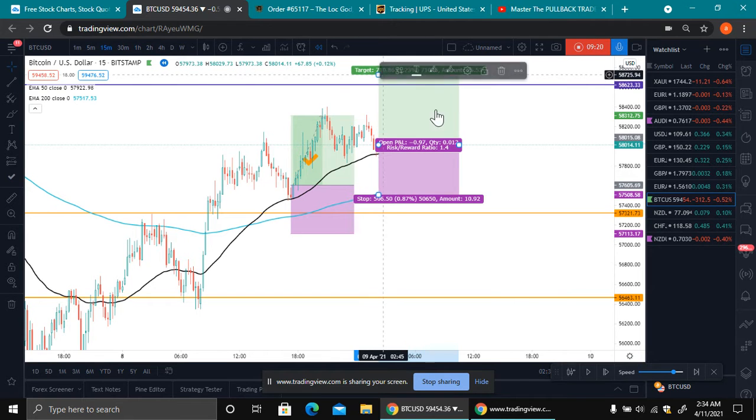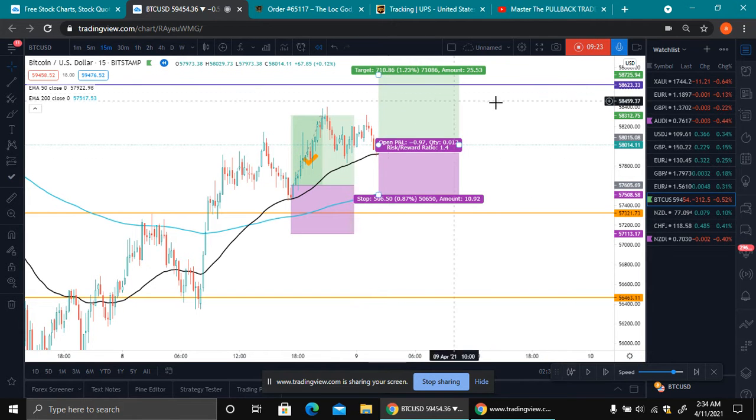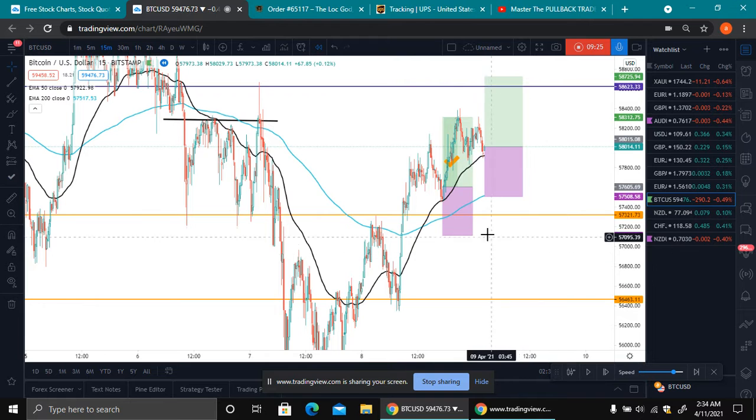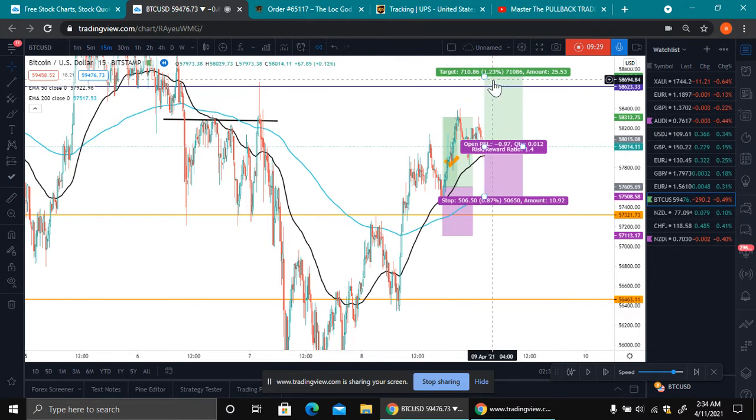Boom. All right. Also, remember when we drew our support and resistance zones? This is a 4-hour resistance zone. So if you want to be safer than sorry, just put your TP at that resistance zone. In my case, I trade 1-to-4.